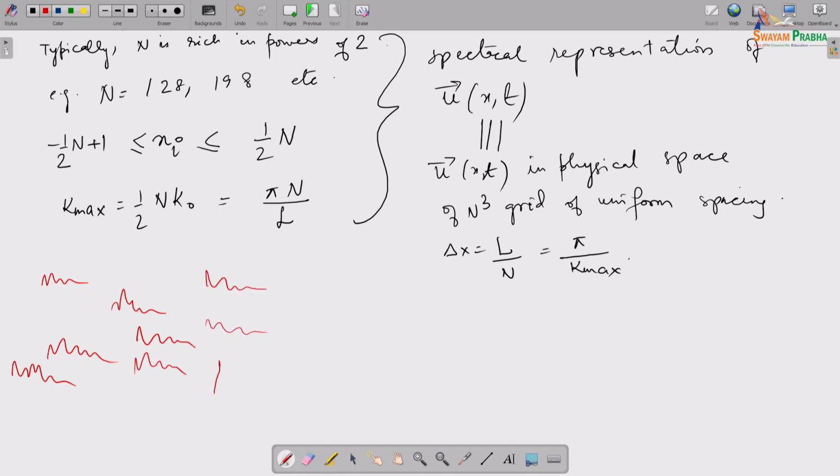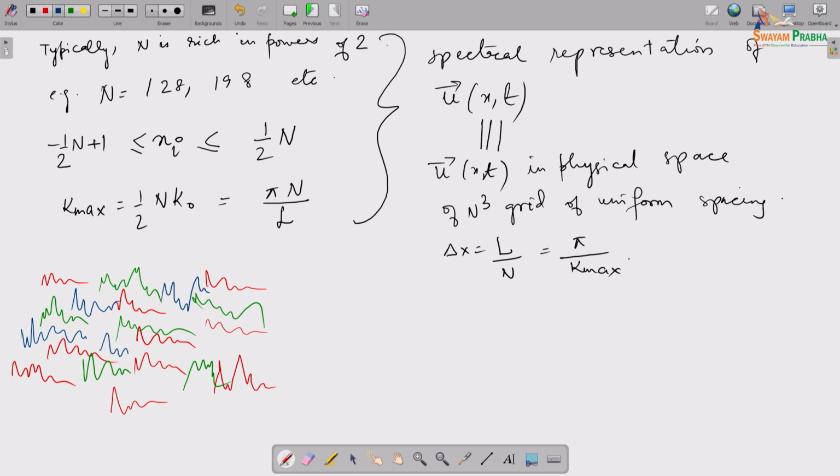I'm just trying to visualize what we mean by this. What is the space that we're talking about? What is this representation? Is it something like that? Maybe something like this, all sorts of waves moving around, right?